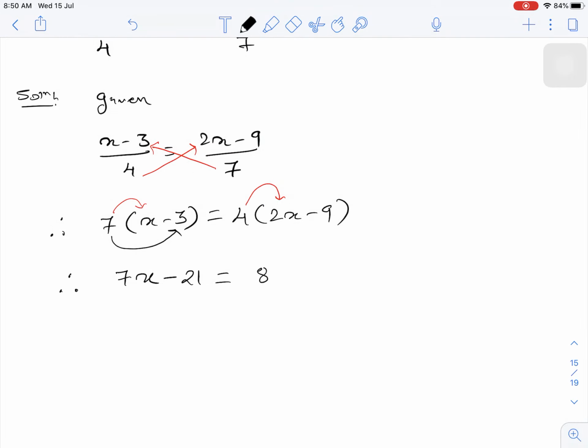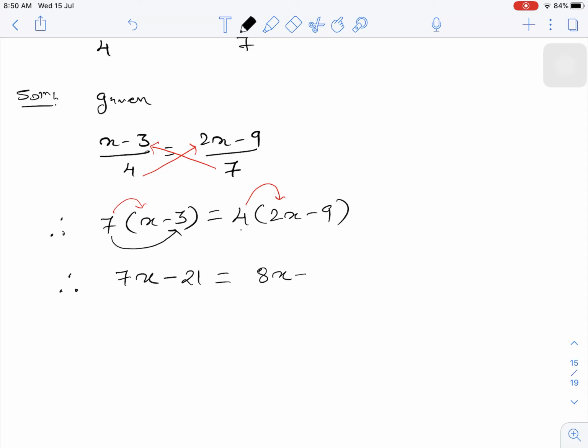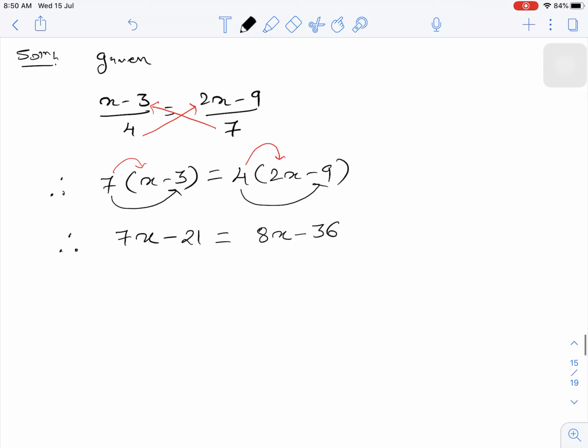4 2s are 8x. Now what is the sign for this 4? Plus, so plus into minus will become minus, and now this 4 will multiply with this 9. Okay, so 4 9s are 36. So in this way we have to do this multiplication.